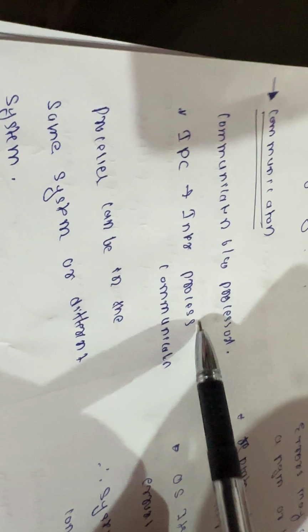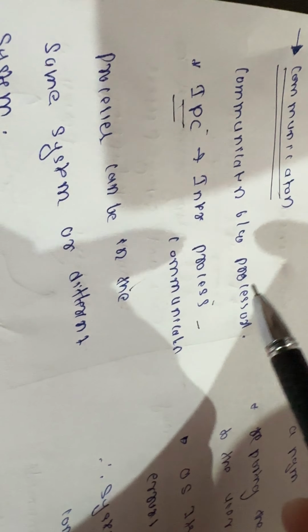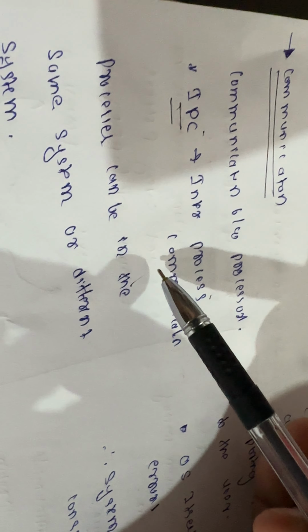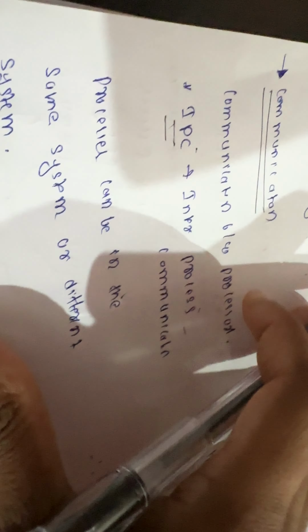Now we have communication. The OS helps to communicate between different processes. This is also called IPC, inter-process communication. Two or three processes can communicate with each other. The processes can be in the same system or in different systems, that is, over a network. Such things are also possible.